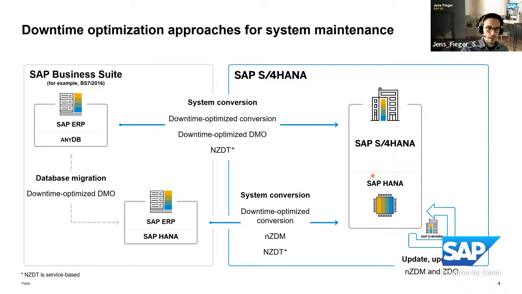Yeah, so we stick to the ZDO that is there for updates and upgrades, and for the system conversion, we have these 3 flavors for downtime optimization. I hope that answers your question.